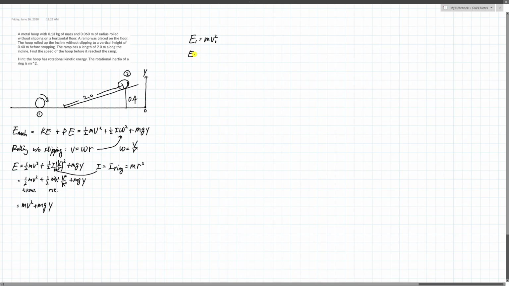And then E2 is, well, we roll, and stop. So there's no kinetic energy. It's just the gravitational potential energy. And this is a known quantity. So let's set E1 equal to E2. So we have mv1 squared equals mgy2. And we can divide out the mass. The mass doesn't matter. So v1 is equal to the square root of gy2. So that is 9.8 times 0.4.